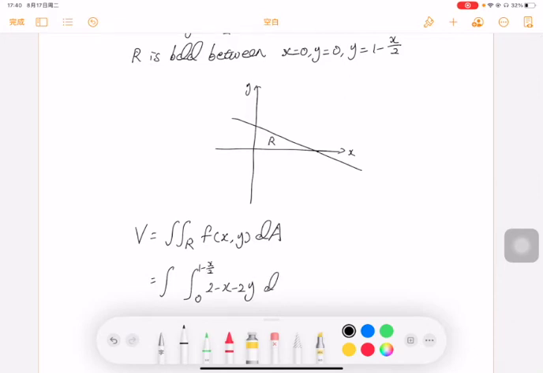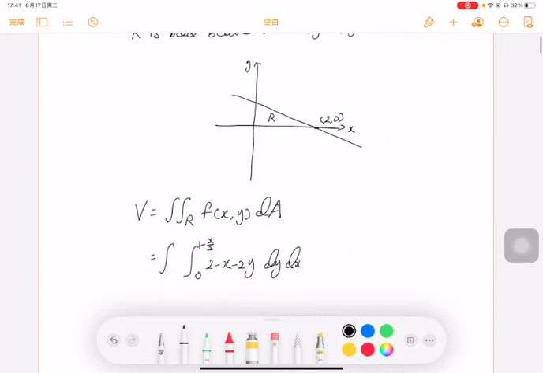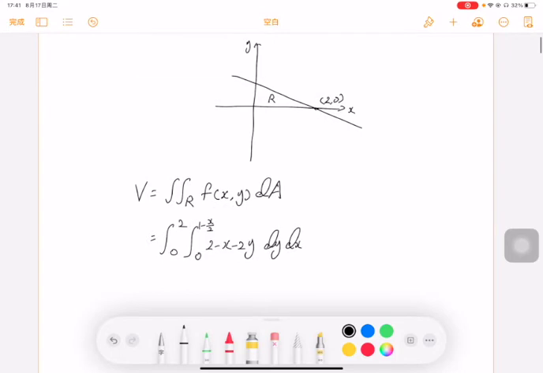So since this is the lower bound and upper bound of y, that means we're integrating with respect to y first. Therefore, dy dx. And x, as we can see, is between 0 and this intersection. That can be easily computed. Just set y equals 0, you get 1 minus x over 2 equals 0, therefore x equals 2. So that's (2, 0). So that means x is between 0 and 2.